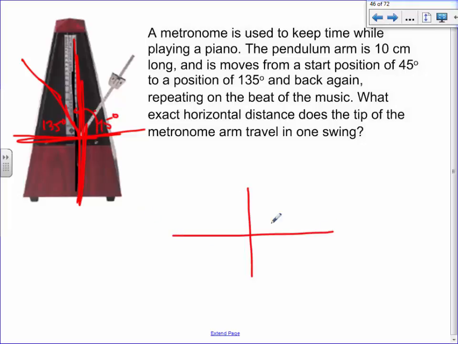If 135 is your other angle, how much is this leftover bit? 45 again. Sorry, does that make sense? I'm asking for the reference angle. If 135 goes to here, it means that there's 45 degrees left here.